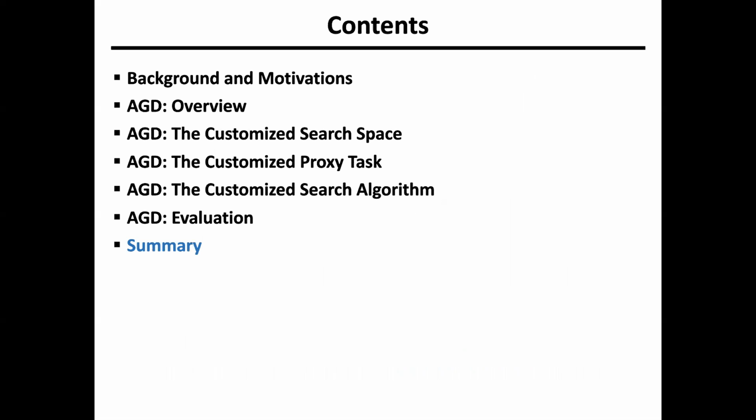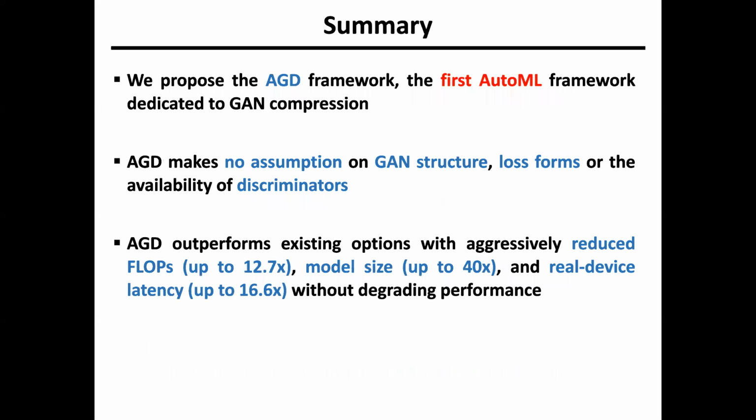In summary, we propose the AGD framework, which is the first AutoML framework dedicated to GAN compression. And our AGD framework makes no assumption on GAN structure, loss forms, or the availability of discriminators. And evaluation results show that our AGD outperforms the existing options with aggressively reduced FLOPs, model size, and real device latencies without degrading performance. And that's all for the presentation.